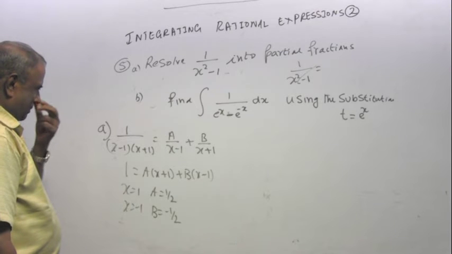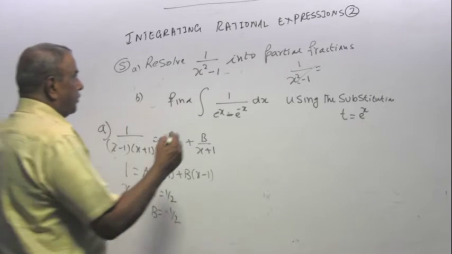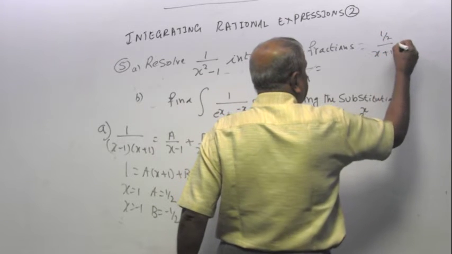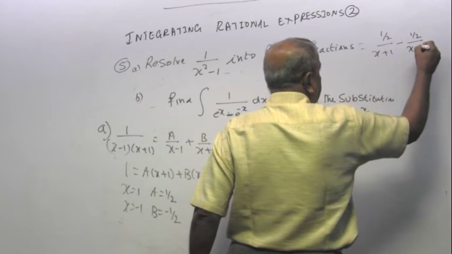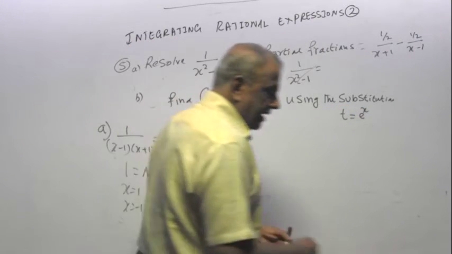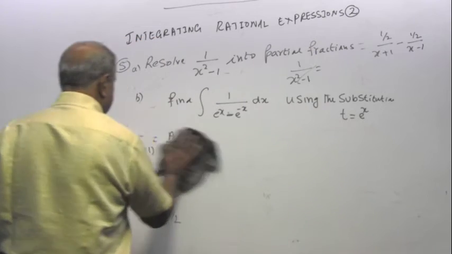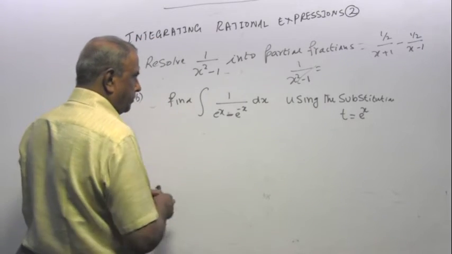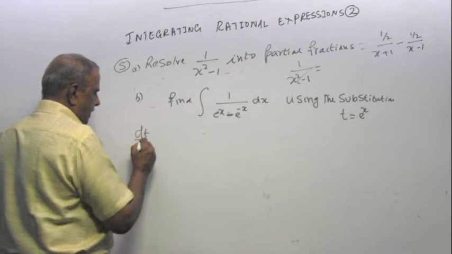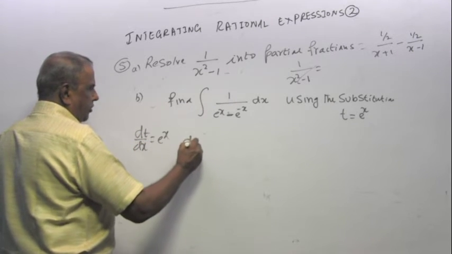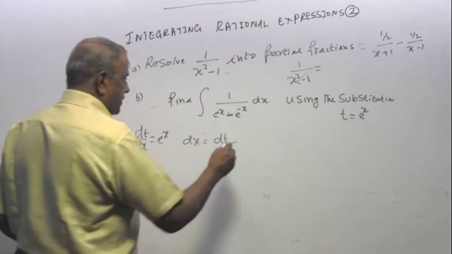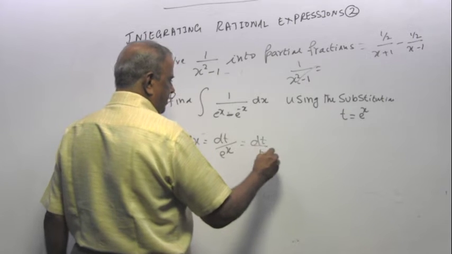So therefore, the answer is half over x plus 1 minus half over x minus 1. Where is the link between that and this question? Let's do part B. t is equal to e power x, how do you do the substitution? Find dt by dx, which is e power x. So dx equals dt over e power x, which is dt over t.